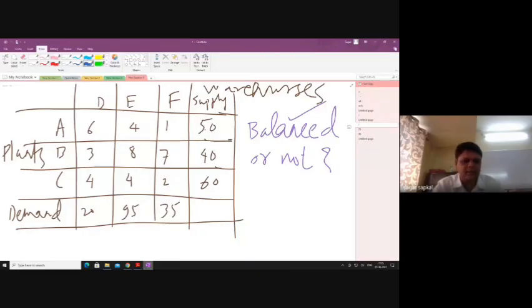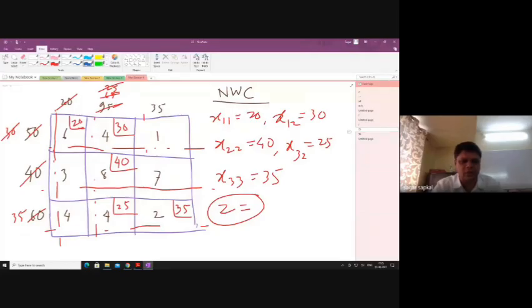First of all, check whether it is balanced or not. That can be checked by applying the rim condition. So this is a balanced problem, for which we have discussed the northwest corner method. So what is the Z value by using the northwest corner method? 6 into 20 plus 4 into 30 plus 8 into 40 plus 4 into 25 plus 2 into 35. How much is it?